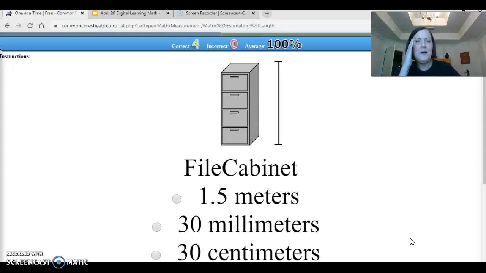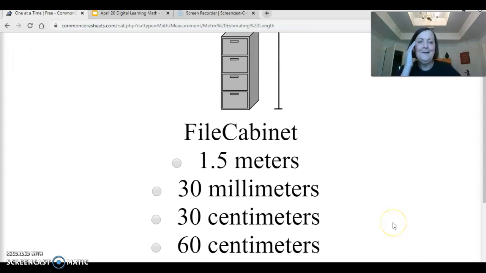So let's think units of measurements. Okay, so it has meters, millimeters, centimeters. So remember what a millimeter is? What's a millimeter? Dime. Really small. Let's see what else. Centimeters, the pinkies, and a meter would be the width of a door. Okay, so I'm thinking we need a larger unit of measurement than millimeters. So we're going to eliminate the dimes. That'd be like 30 dimes stacked on each other. So let's eliminate this one.